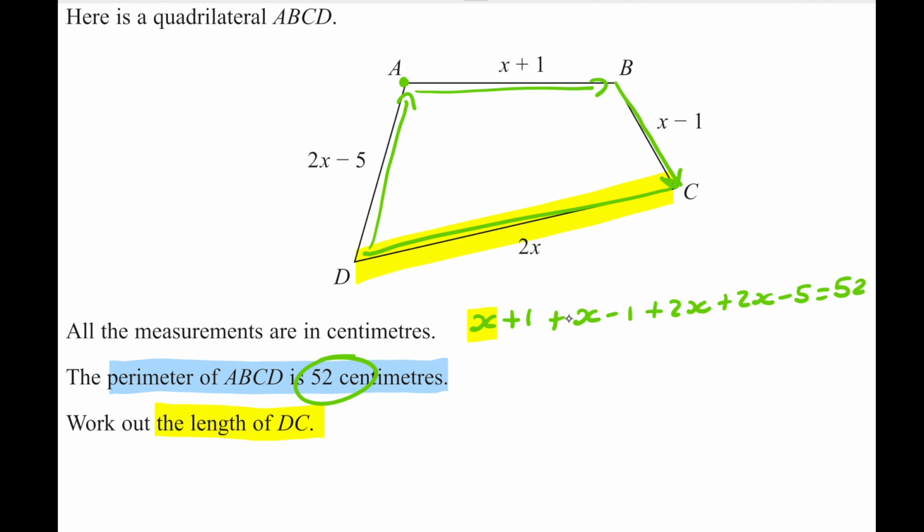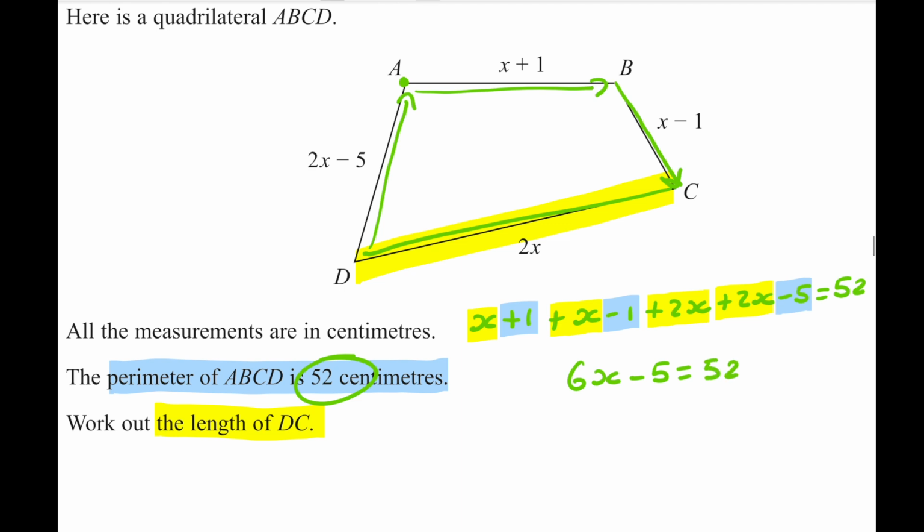So there's an x, another x, so 2x, plus another 2x, which gives us 4x, plus another 2x, which then gives us 6x. So 6x. Now do the same for the numbers. So 1 minus 1 gives you 0, minus then 5. So that would be 6x minus 5 is then equal to 52.